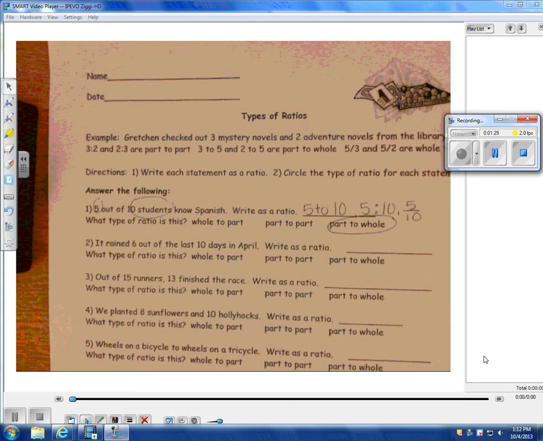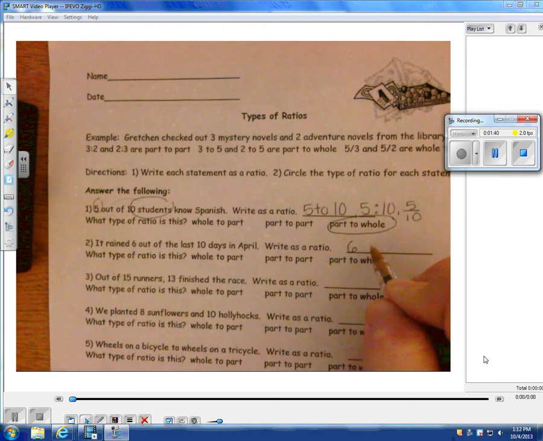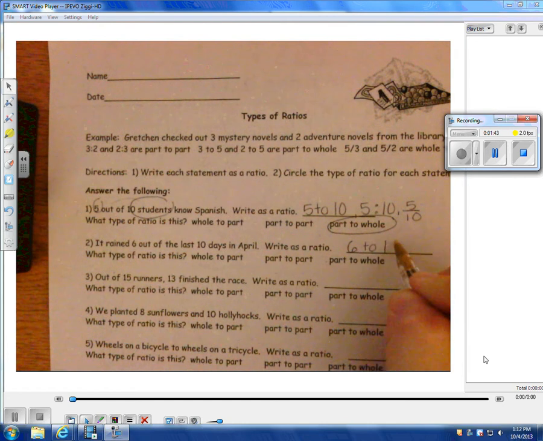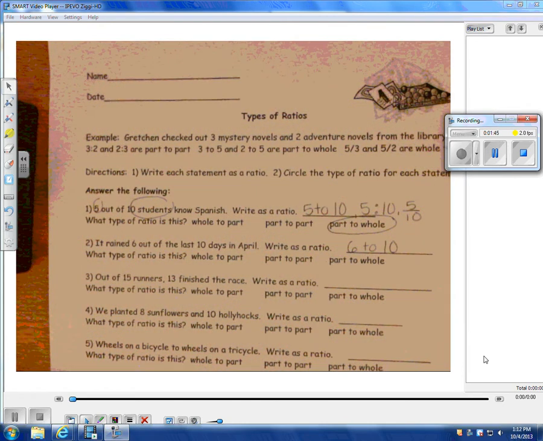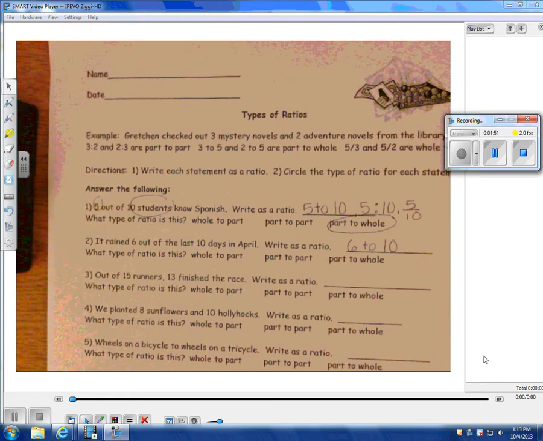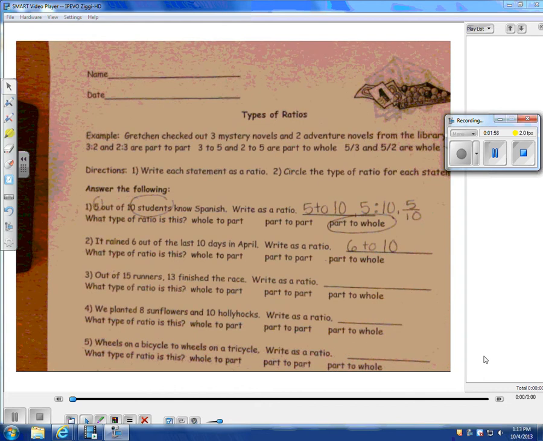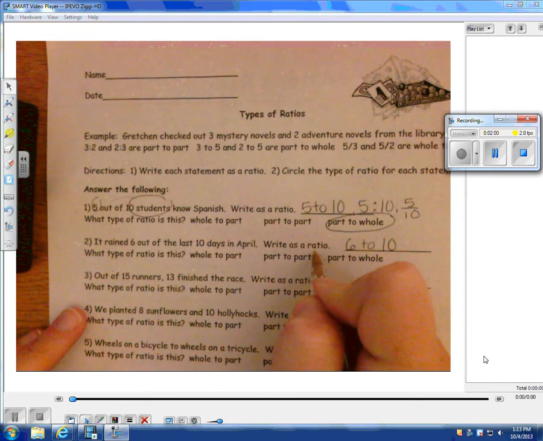Taking a look at number 2. It rained 6 out of the last 10 days in April. Write this as a ratio. So I'm going to say it rained 6 to 10 days in April. Now, what type of ratio is this? Well, we know that 6 days is a part of the 10 days, but 10 days is also a part of the entire April. So this is a part-to-part ratio.